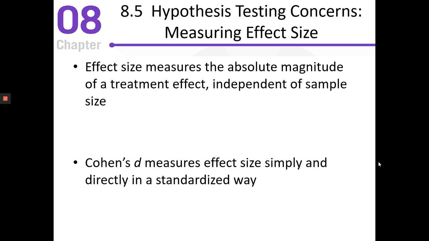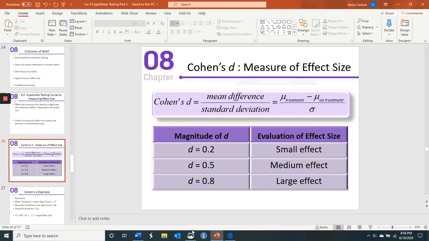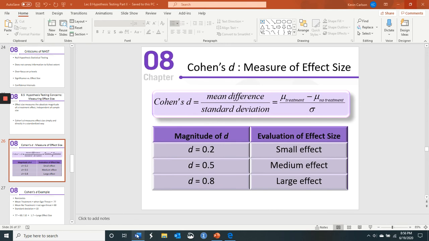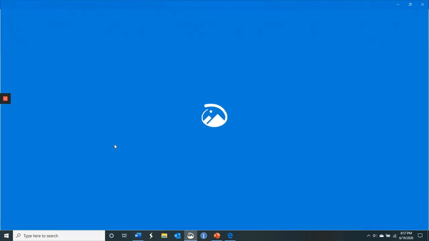And so we have this thing called effect size. Effect size tells us how big the difference is. And Cohen's d is the effect size that we use. Don't panic. This should look very familiar. Remember the Z formula? And I'm going to actually write it down. Before you panic when you see a new formula, I'm going to tell you it's not a new formula.